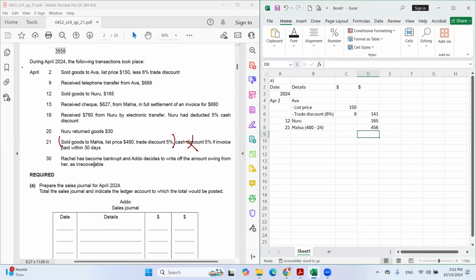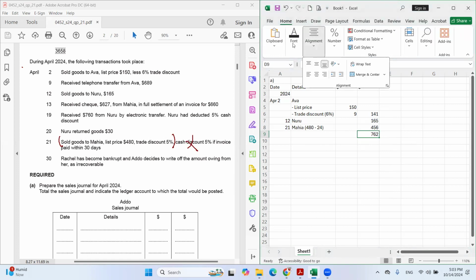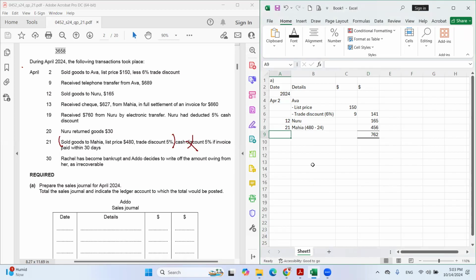Okay. Now, next there is nothing else. The last sentence, Rachel becomes bankrupt. This is basically an irrecoverable debt. So the total for the sales, this is the amount. What you have to do is transfer it. How do we record the transfer? The last day of April is the 30th, so on the 30th, transfer to the sales account. Take note. This is a sales journal, so when you need to transfer, you transfer to the sales account, not the sales ledger.